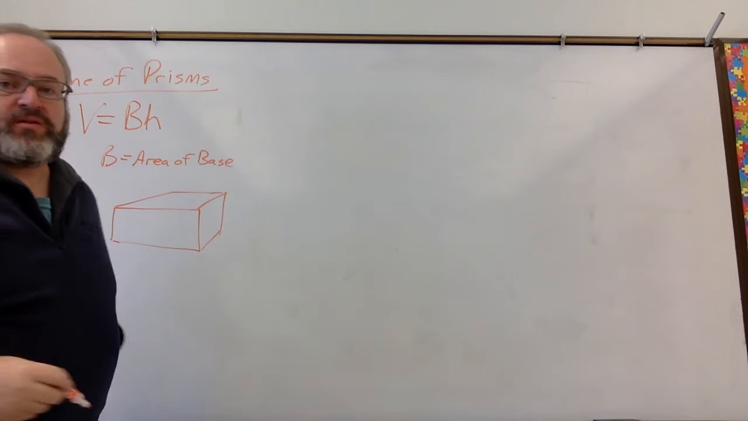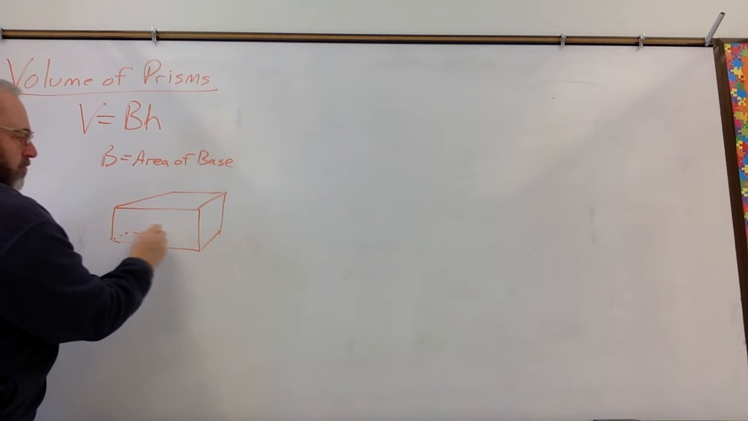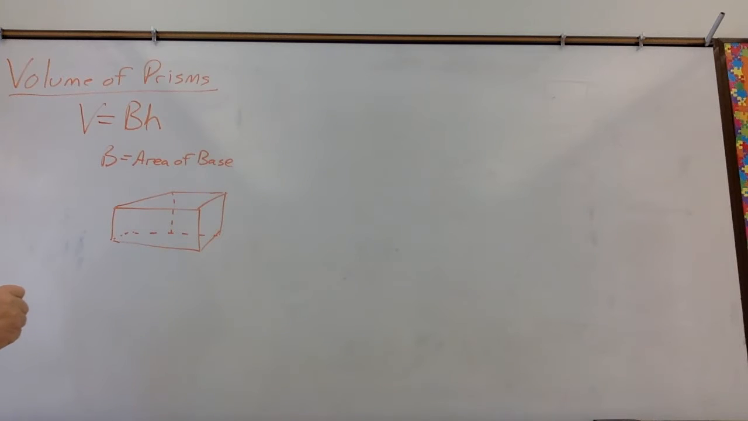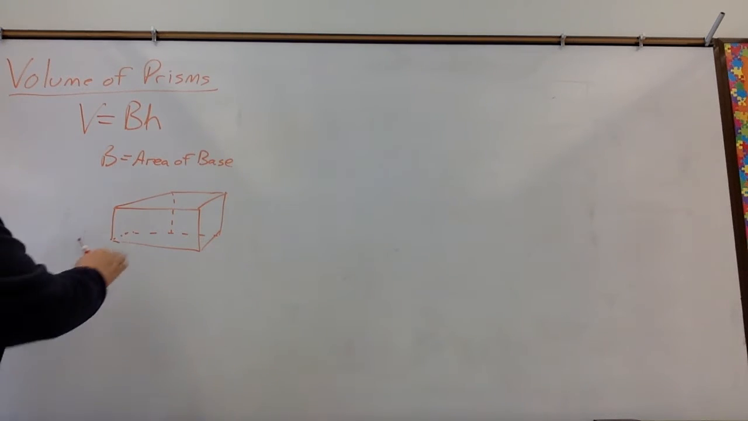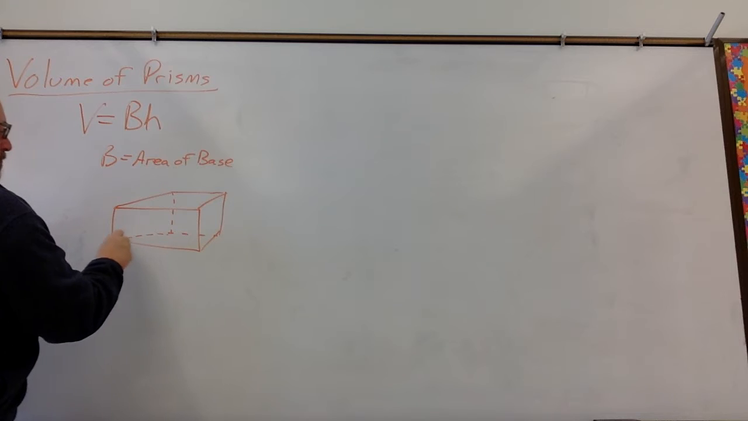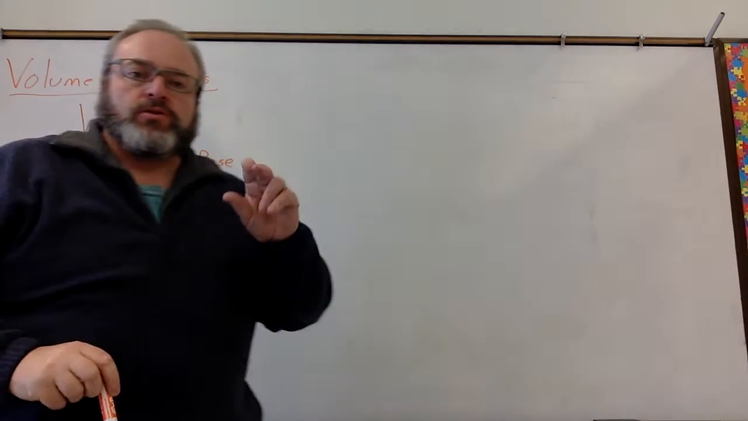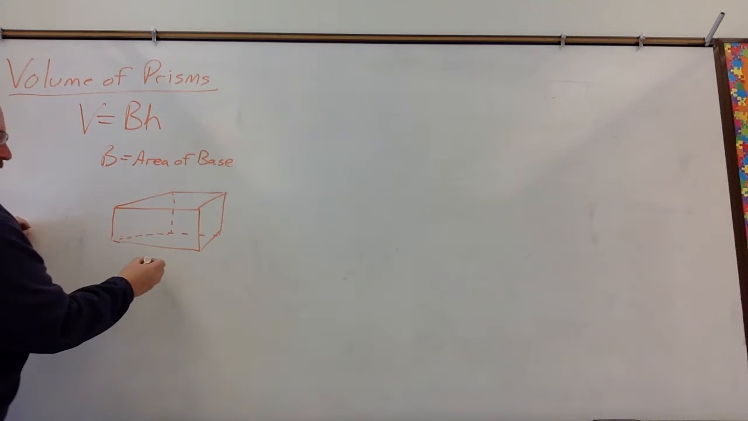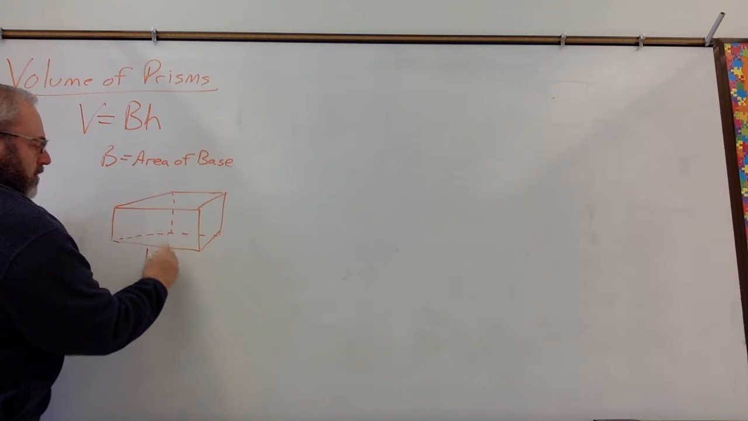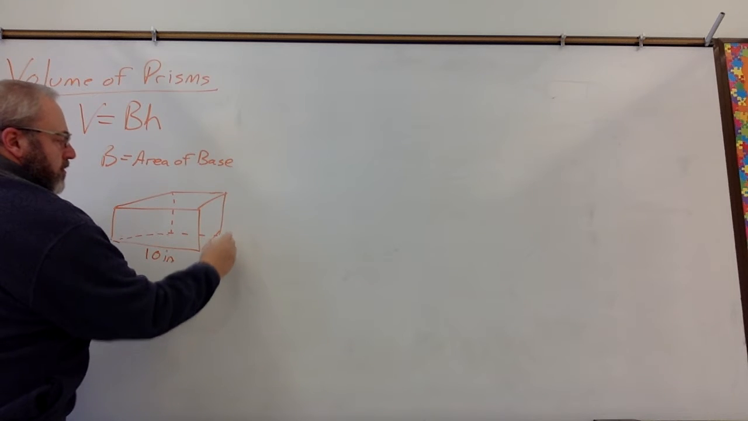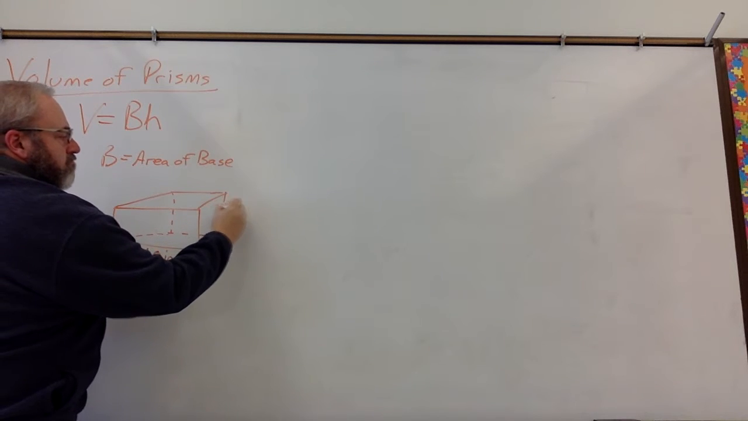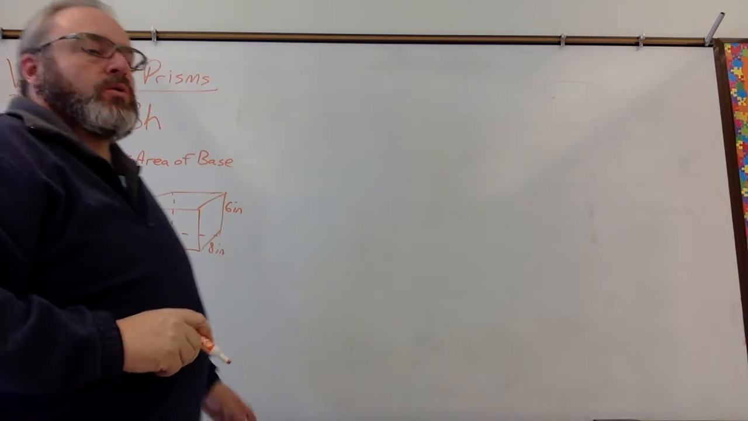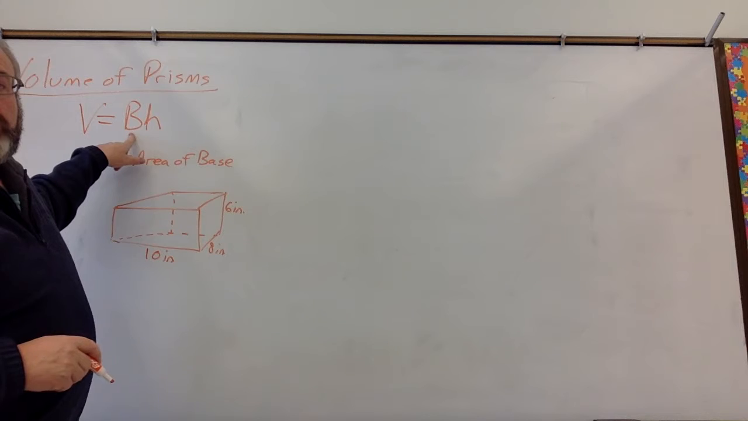A rectangular prism is basically a box. So to find the volume of a rectangular prism, you need three dimensions. You need the length, width, and height. So let's say that this one was 10 inches by 8 inches by 6 inches tall. Okay, so the area of the base.